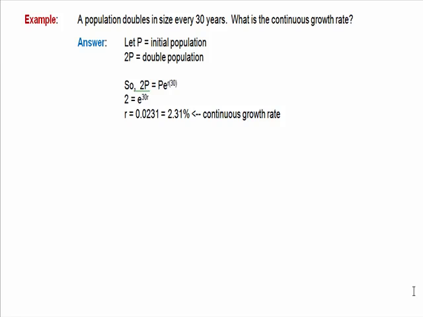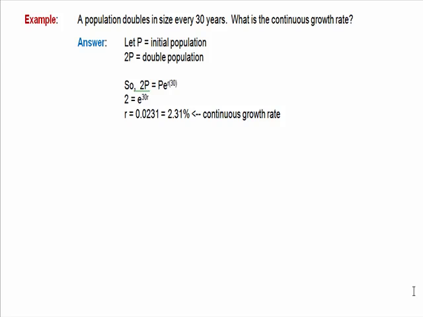Let's take a look at an example. Suppose we know a population doubles in size every 30 years. I'd like to know what is the continuous growth rate. Well, in order to do this, since it was mentioned that this is a continuous problem, I'm going to use my formula that would say that the population would equal the initial population multiplied by e to the kt.